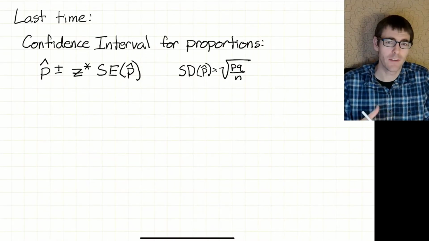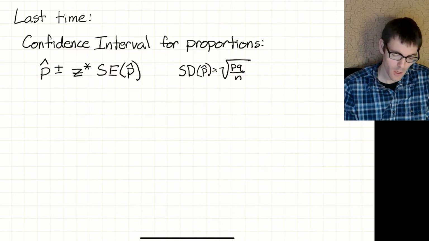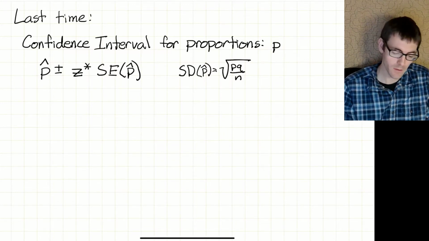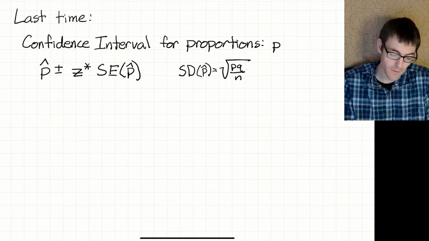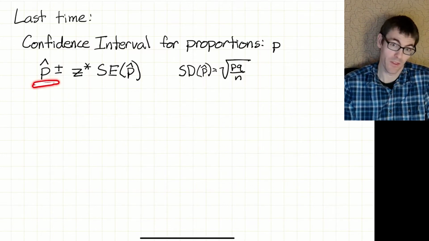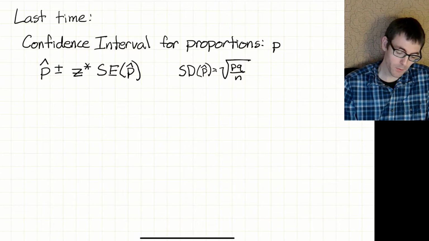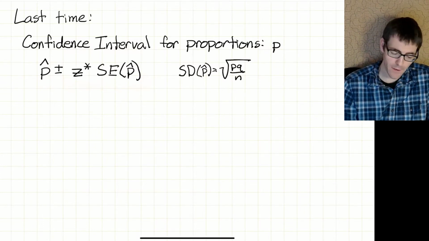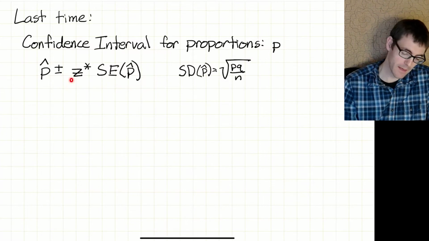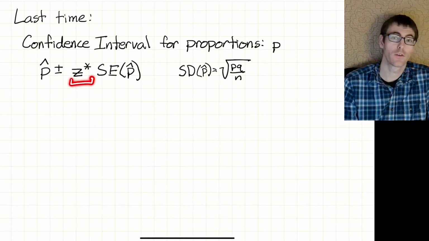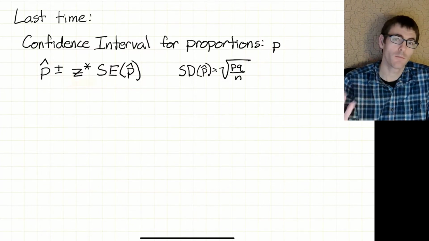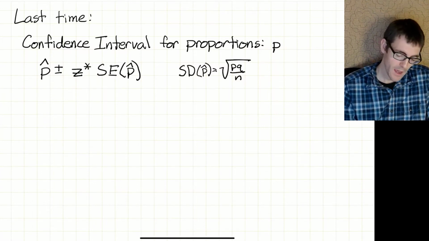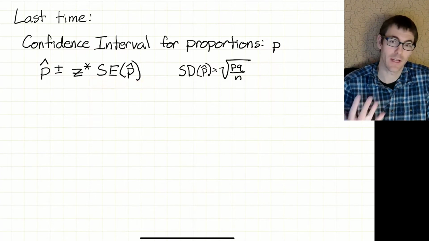Last time we found confidence intervals for proportions. What we're really after is what the population proportion is, and our best guess for that value is the sample that we see. It's the sample plus or minus some margin of error. And the margin of error is dictated by two things: by the z star, the critical value, which comes from how confident we want to be, which confidence level we choose, and it also comes from the standard error.